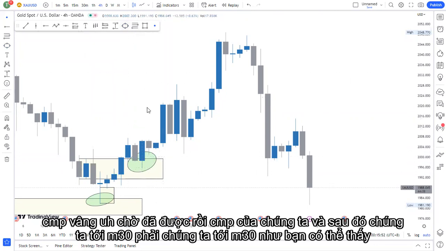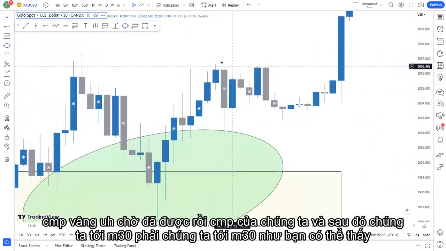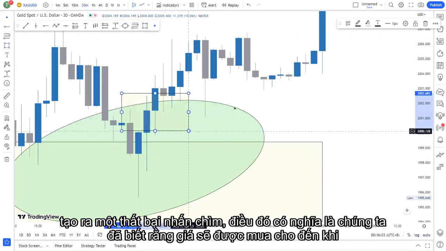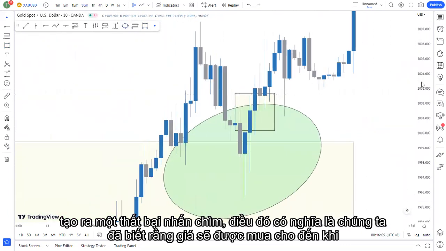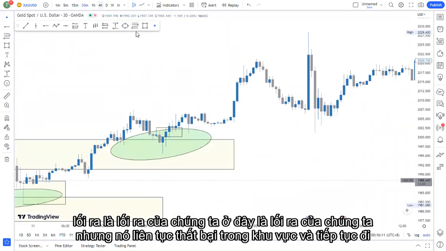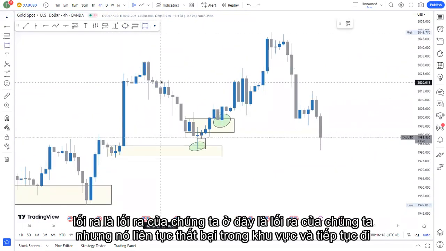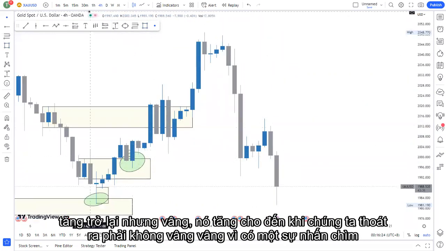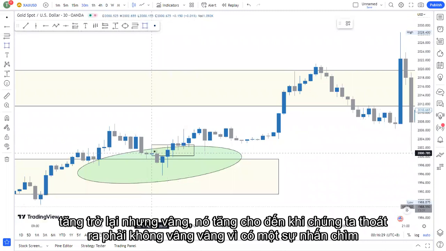And then we go to M30, right? As you can see, it creates an engulfing fail, which means we already know that the price is going to go for buy until the exit. Where is our exit? Here is our exit. It keeps failing the zone and keeps going up again, but it went up until our exit, isn't it? Yeah, correct, because there is an engulfing fail.